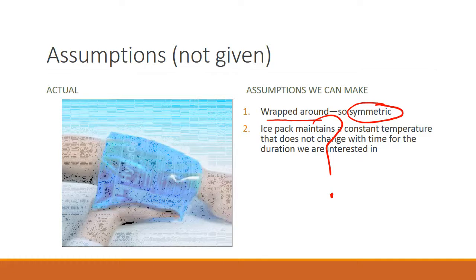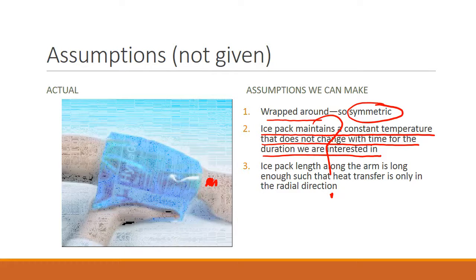Then the next one is the boundary condition related. So ice pack maintains a constant temperature that does not change with time for the duration we are interested in. What will that do? That will maintain a constant temperature on the skin over time and make our life a lot easier to solve. So the other one is ice pack length along the arm.